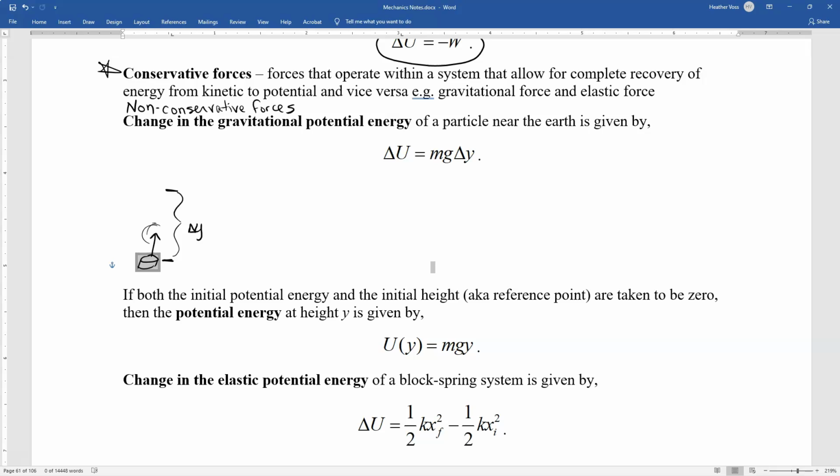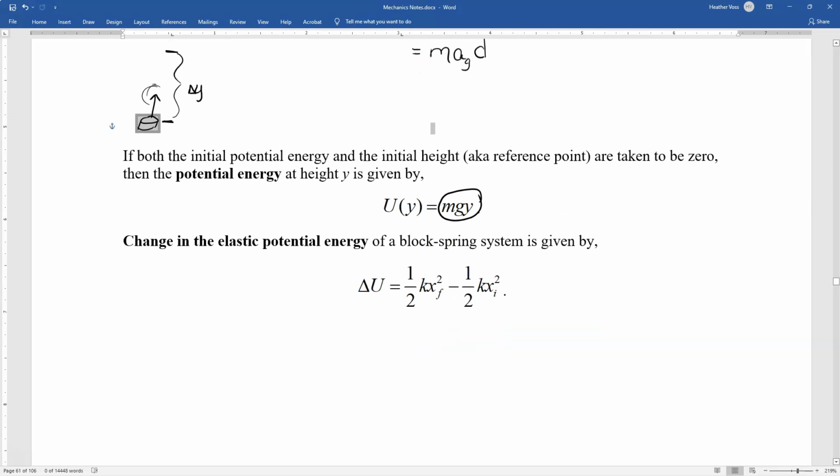So if both the initial potential energy and the initial height are taken to be 0, then we get mgy. Now, not exactly a super easy formula to remember, so I'm going to show you another way to look at this. We've got the mass of the object, the acceleration due to gravity, and the displacement in the vertical direction. So our potential energy change is just mgy.